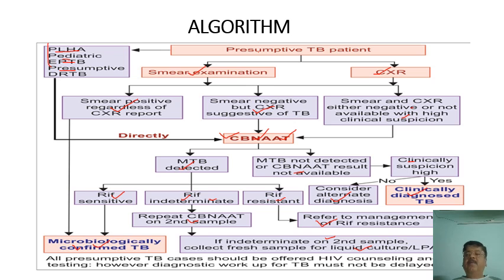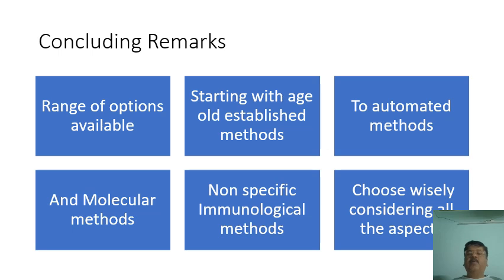So this is about the laboratory diagnosis of tuberculosis. A range of options are available. In concluding remarks, what I would like to say is that we have to follow the algorithm, starting with the age-old established methods like direct smear microscopy or culture. If automated cultures are available, we can utilize the automated methods. We have to use the molecular methods, in which GeneXpert is very, very helpful. Within 2 hours, the report will be ready.